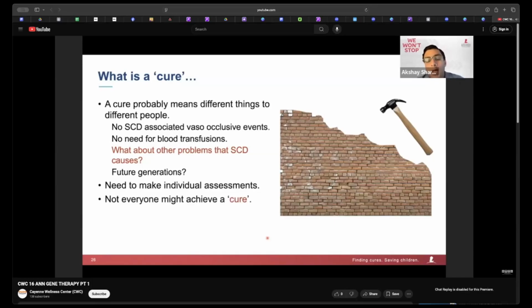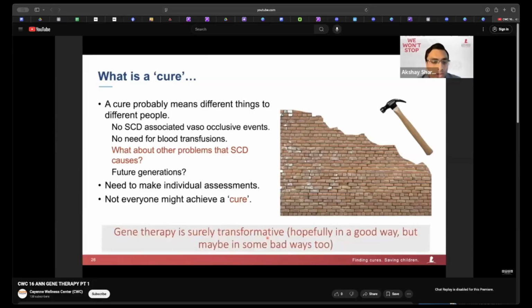Remember, even on the gene therapy clinical trials, there are some patients who continue to have pain afterwards. There are very few, a handful of them, but they are not zero. There are some patients who can continue to have pain after undergoing gene therapy. So, once again, cure is a very heavy word, and what it means for different people will need to be individualized for them. So what I would leave you by saying is that gene therapy is surely transformative, hopefully in a good way, but it could cause some bad things too.